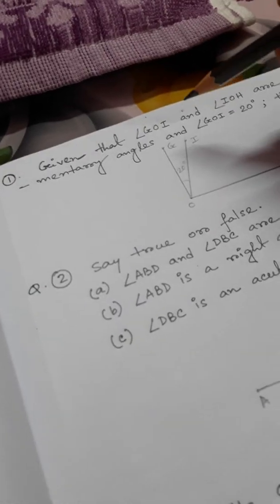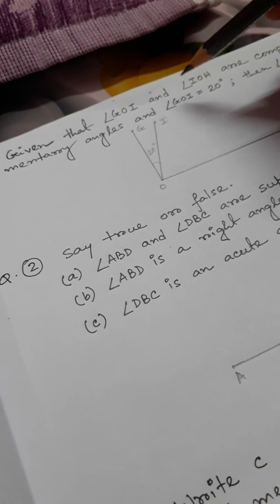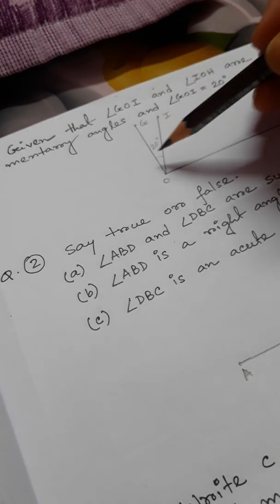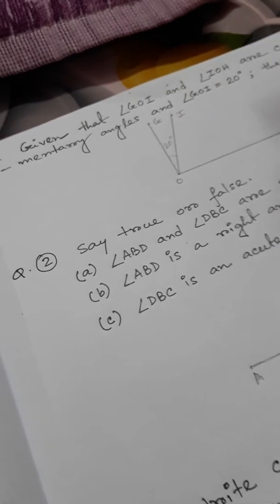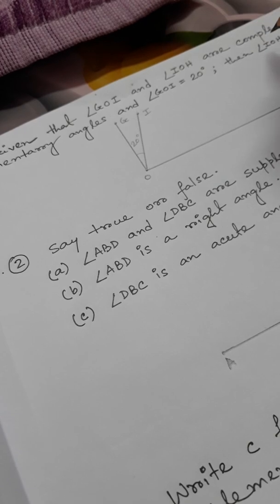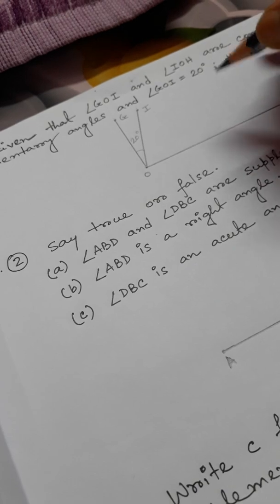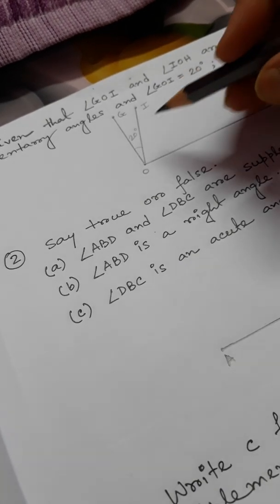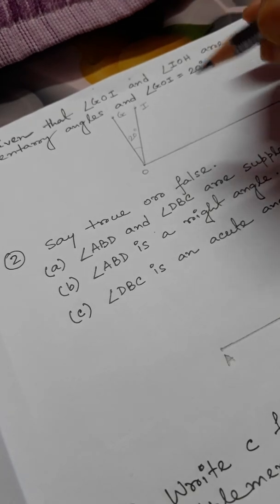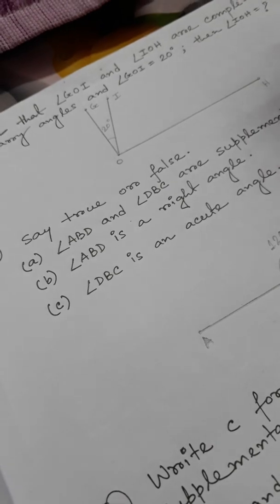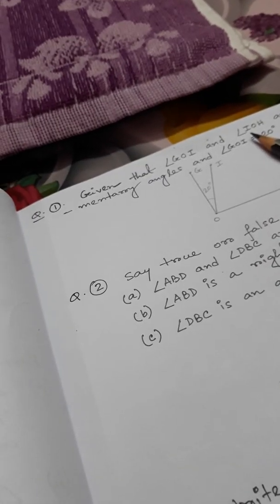And the first one is given that angle GOI and IOH are complementary angles, and this angle is given, you can find out this angle. It is very easy, the statement in the question says these are complementary. Complementary means the sum of two angles is 90 degrees. So one is given, 20 is given, total is 90 degrees. So you can easily find angle IOH. Okay, students, you try it, and also practice your worksheet questions and answers.